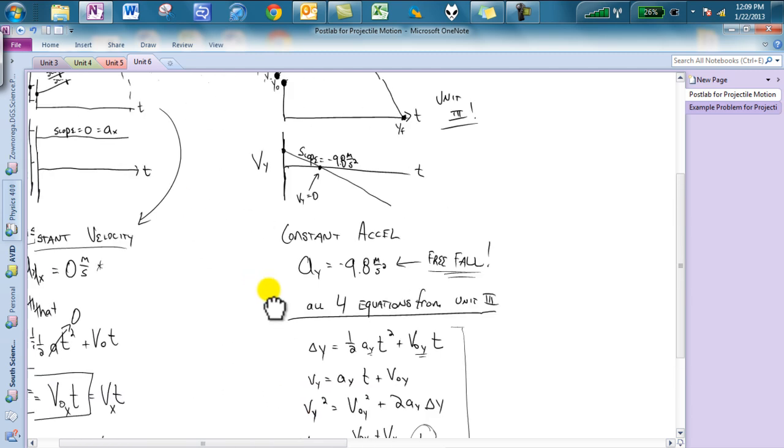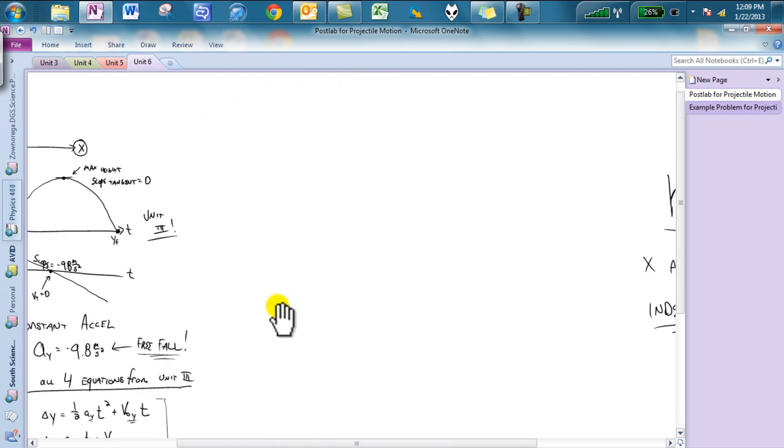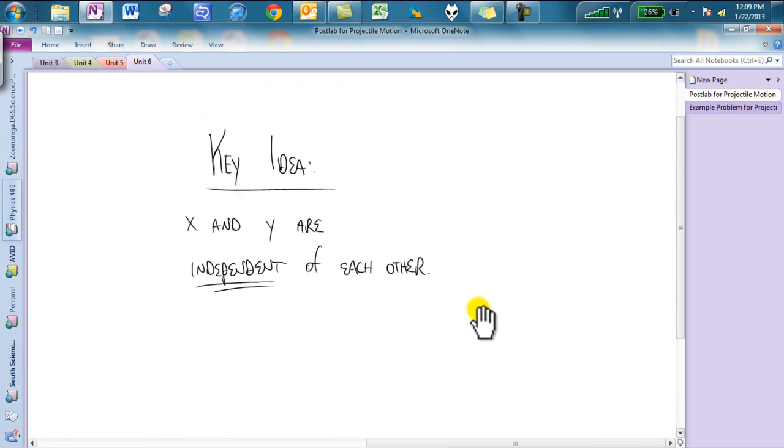The last thing that I want to make sure you get in your notebooks other than this right here is understanding the key idea. We talked about this in class. You're going to see it used in the example problem. The x and y are independent of each other. So the directions stand alone. Whatever happens in the y direction will not change what happens in the x direction. Whatever happens in the x direction will not change what happens in the y direction.